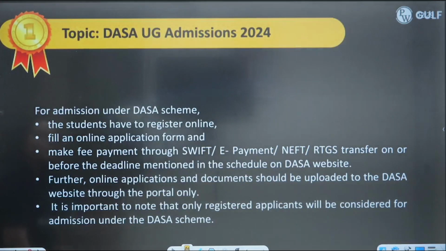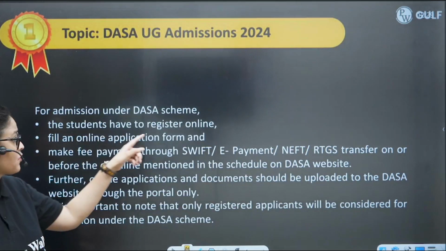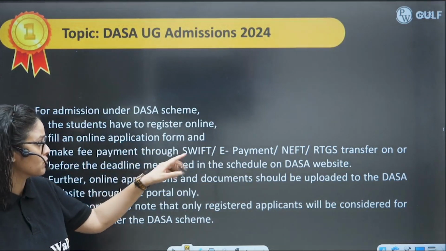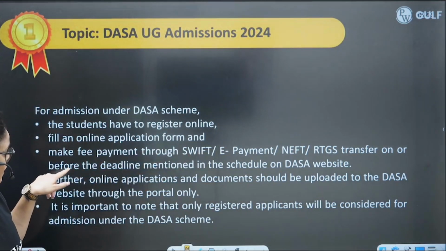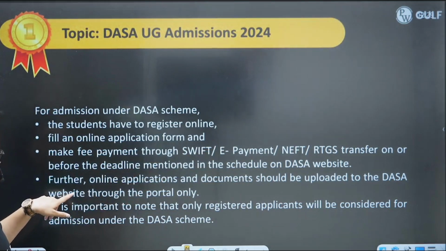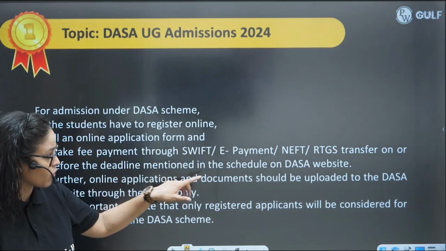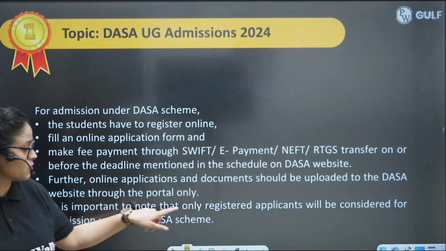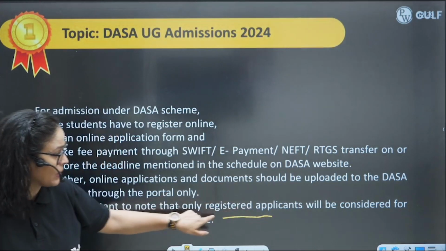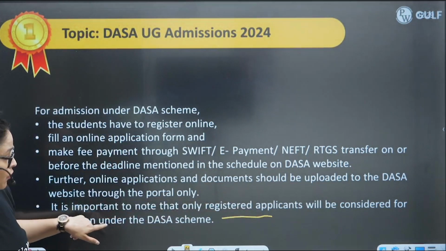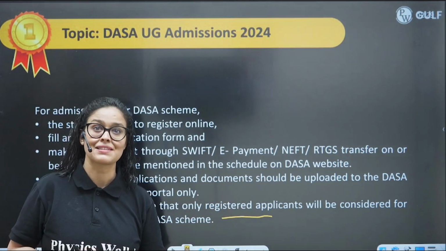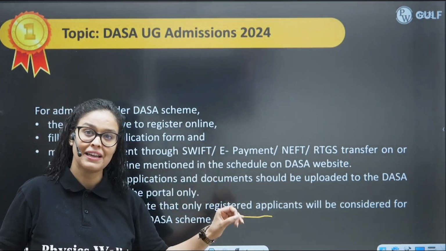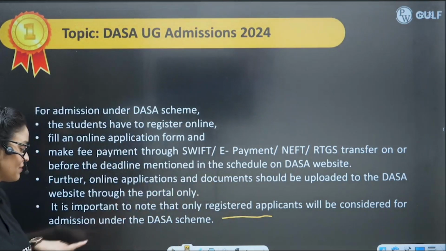Now DASA UG admission 2024, the students have to register online, fill an online application form, make fee payment through these means before the deadline mentioned in the schedule on the DASA website. Further, online application and documents should be uploaded to the DASA website through the portal only. It's important to note that only registered applicants will be considered for the admission under the DASA scheme. So yes, if you have filled the form for this scheme, then only you'll be getting the chance to get the admission via the DASA scheme.